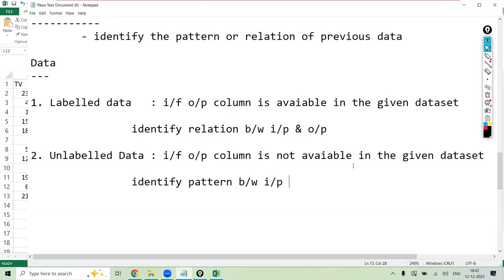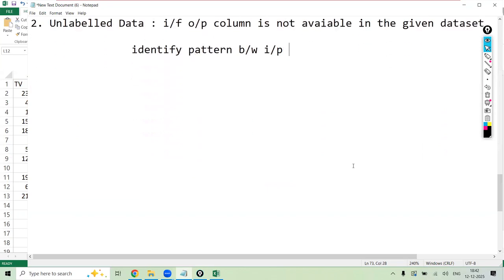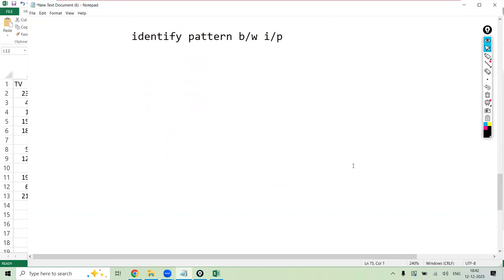Points are clear? First, in ML we have different types of projects. What are the different projects? Types of ML projects. What are the different types of ML projects?